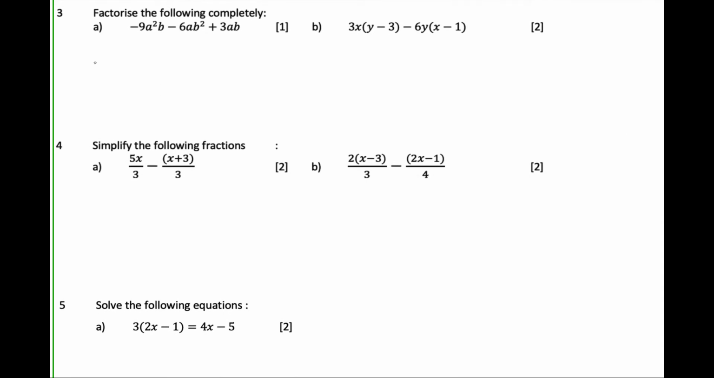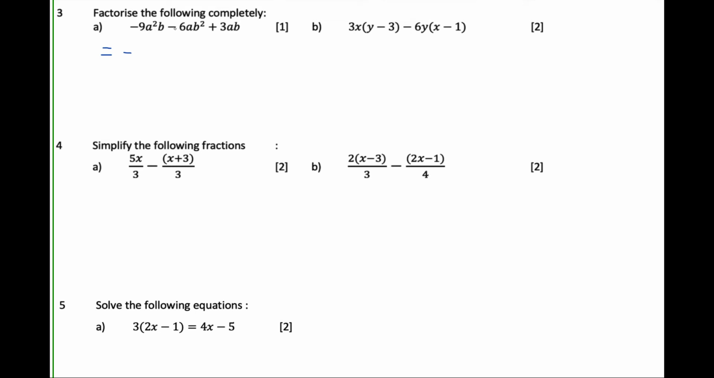In number 3, we have to factorize the following expressions completely. Factorizing means bring out the common factors, and our answer must be in the bracketed form. In the first example, when we have more negative sign than positive sign, we need to bring out the negative sign.